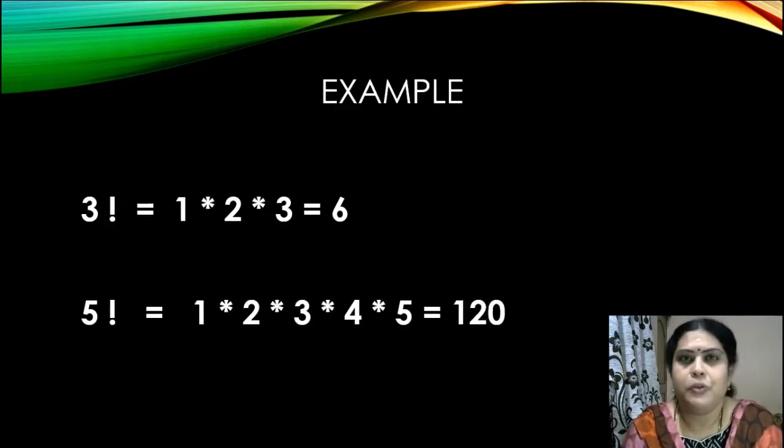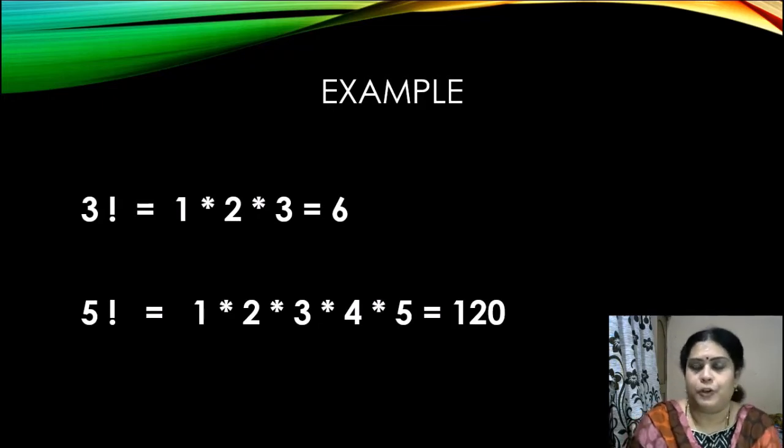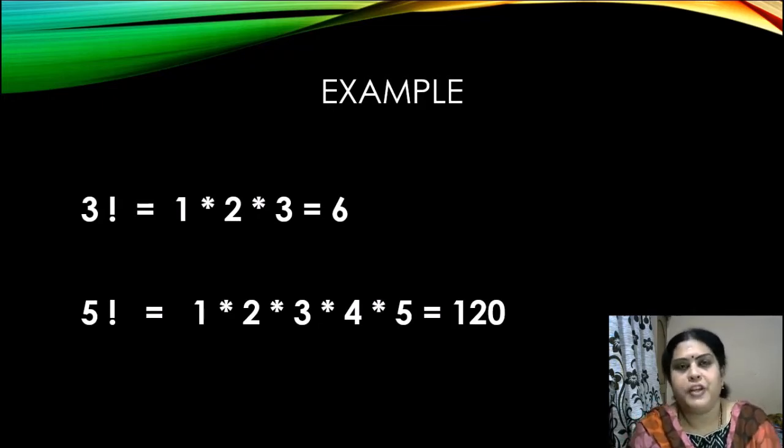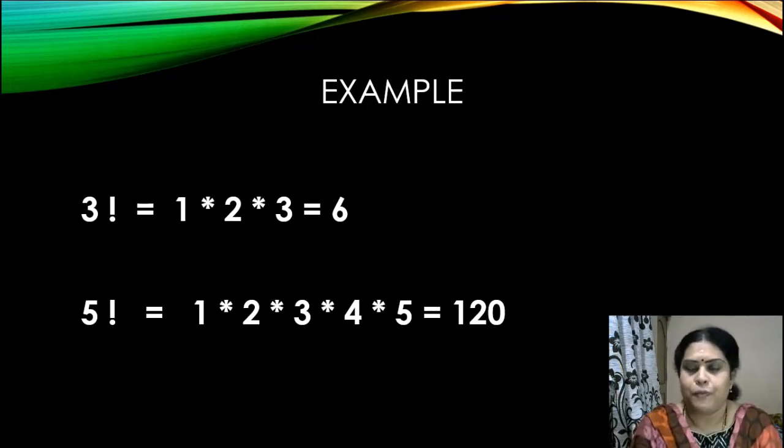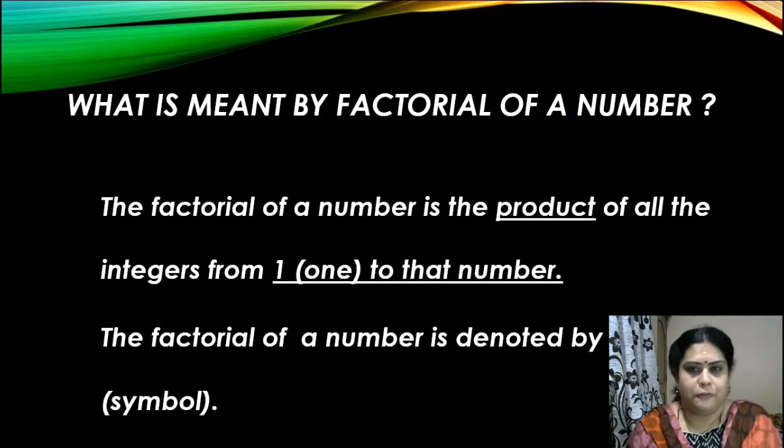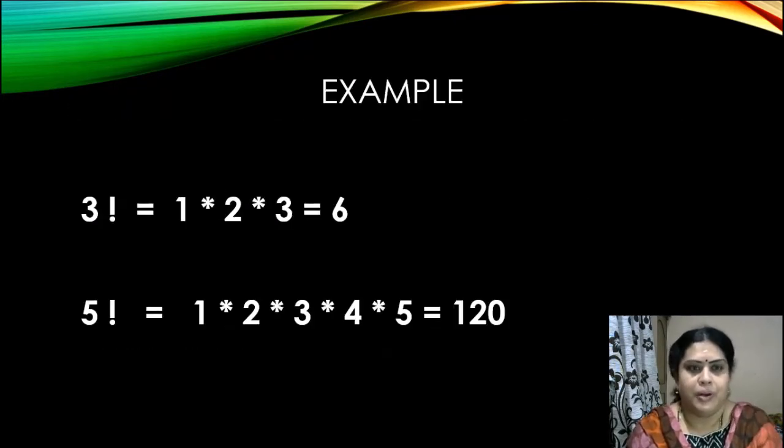So here I've given you an example. Here I'm saying 3 factorial is equal to 1 into 2 into 3, which is equal to 6. So the product of all the numbers from 1 to that number, that's what the definition says, isn't it? So 5 factorial is 1 into 2 into 3 into 4 into 5, which is equal to 120.